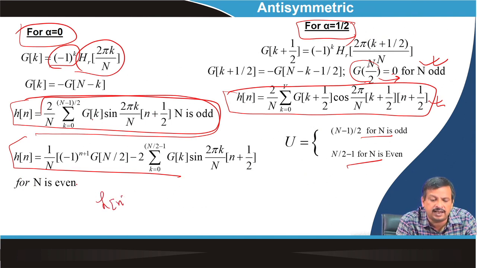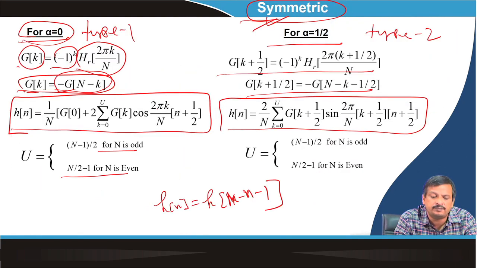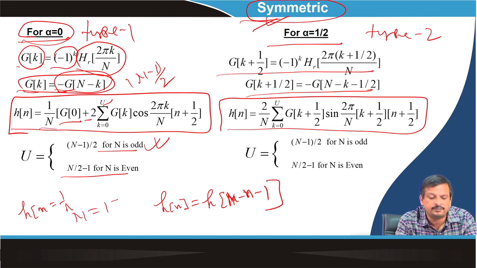So, is N odd or even? What is N given? N is equal to 17. So, I use the equation for N odd. I can say U is nothing but N minus 1 divided by 2. So, I can say h(n) is equal to 1 by N into G(0) plus the sum. G(0) is nothing but 1. Then I can calculate this where N is equal to 17.